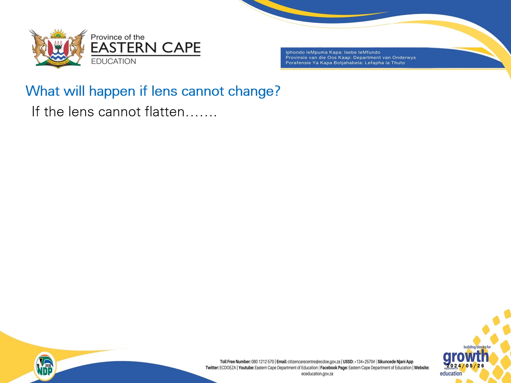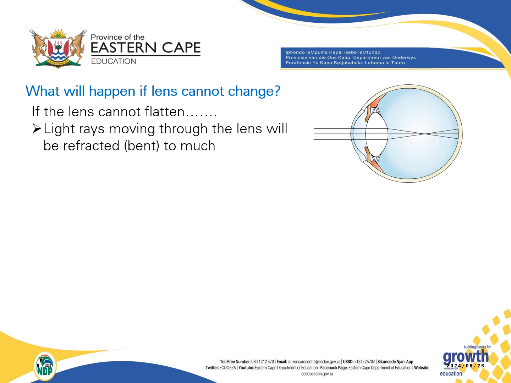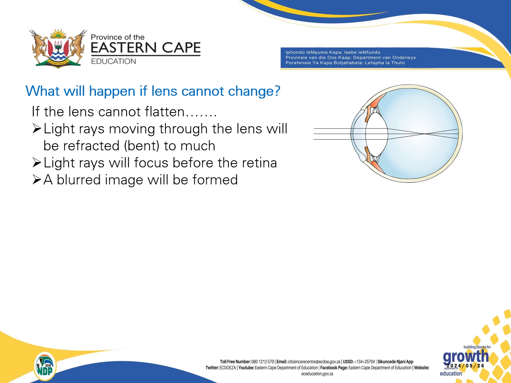If the lens cannot flatten, which means that the lens will be too bulged or too convex, it means that light rays moving through the lens will be refracted too much. The light rays will focus before the retina, and therefore a blurred image will be formed on the retina.